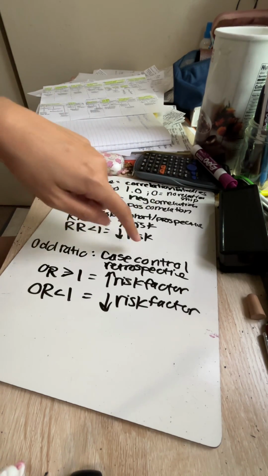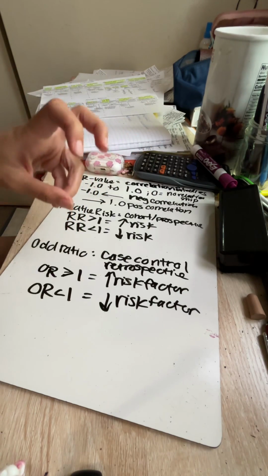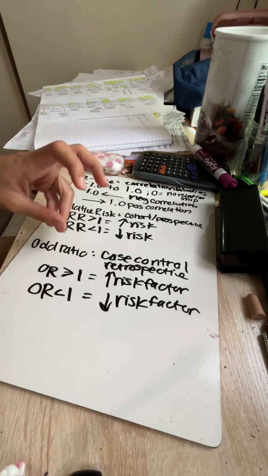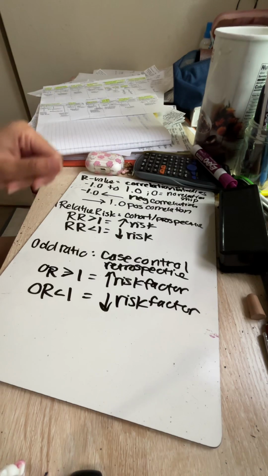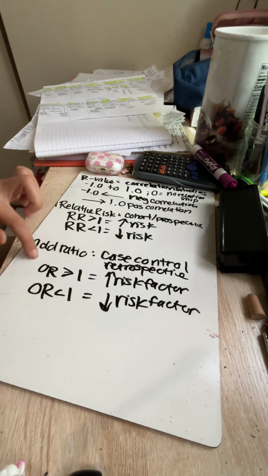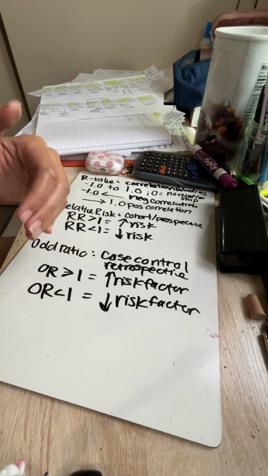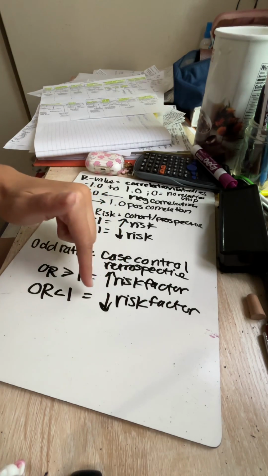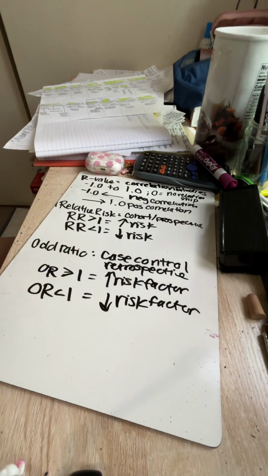Odds ratio has to do with case control or retrospective studies. These are observing people who have the disease, which is the case, and those who do not have the disease, which is the control. This helps identify the risk factors associated with that disease. So an odds ratio less than 1 would indicate lower risk factors, and one that's higher than 1 would indicate an increased risk factor. So that's that.